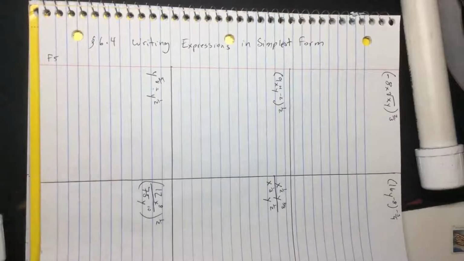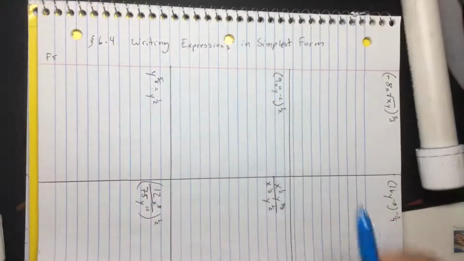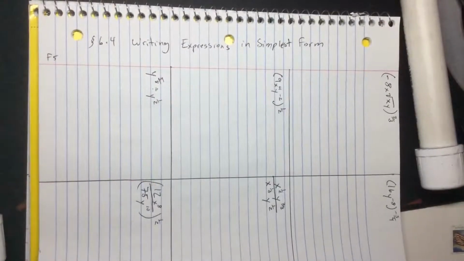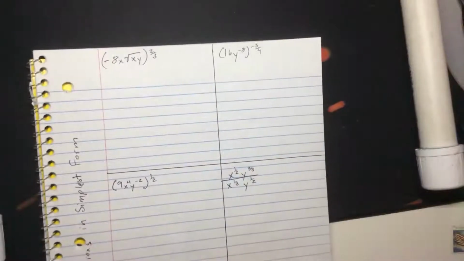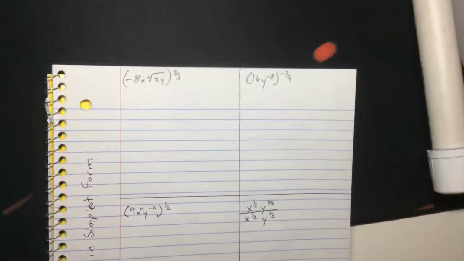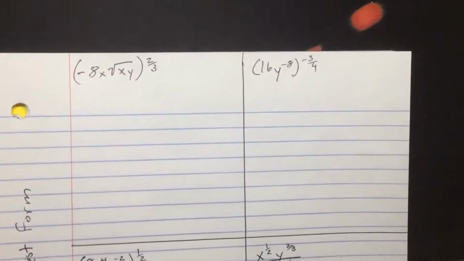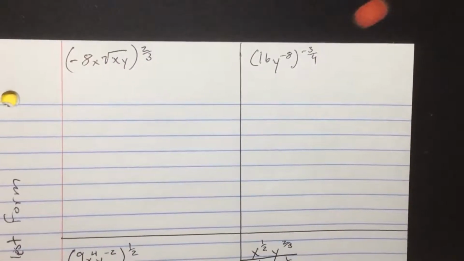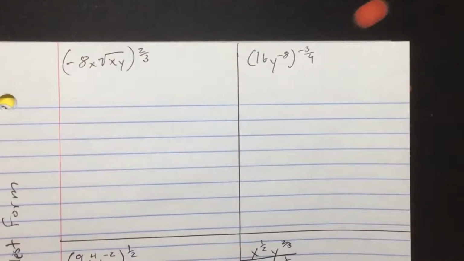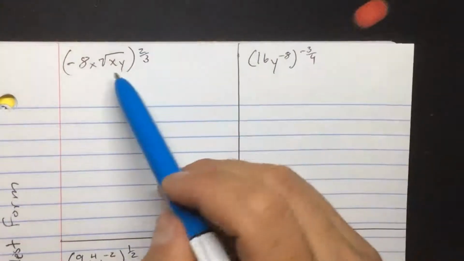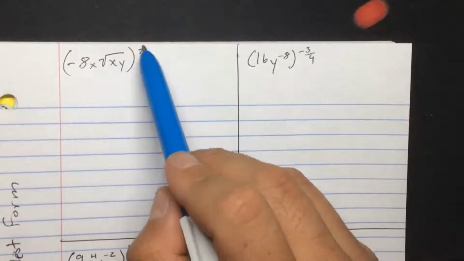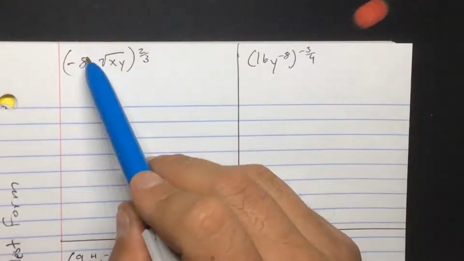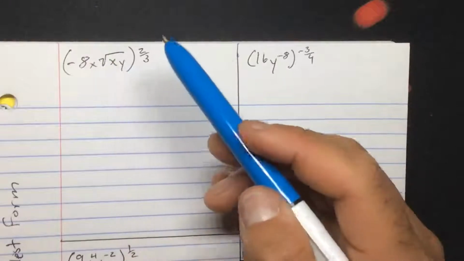This is Foldable 5 of section 6.4, Writing Expressions in Simplest Form. For this one, we're going to be manipulating these expressions and making them as clean as possible, in their simplest form. First things first, whenever you have an expression in parentheses to a power, remember, this is going to multiply to each of the expressions.